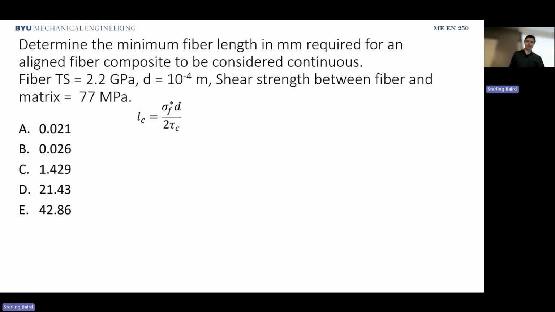Okay, next one. This one has to do with the critical fiber length. Determine the minimum fiber length in millimeters required for an aligned fiber composite to be considered continuous. You're given the fiber tensile strength, D, and the shear strength between the fiber and the matrix. So what's the minimum fiber length here?